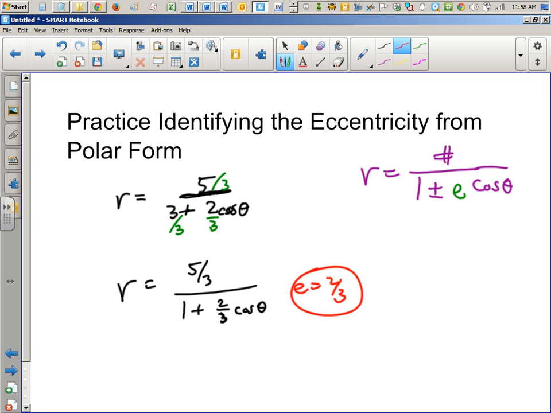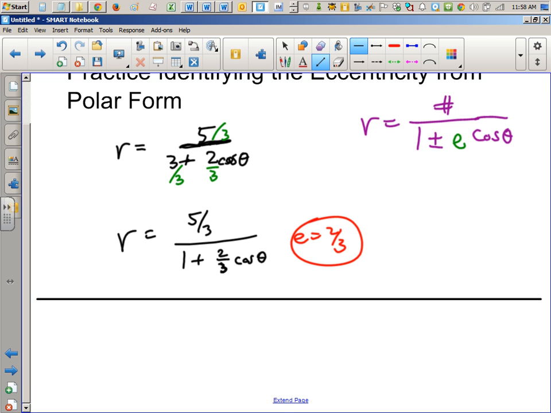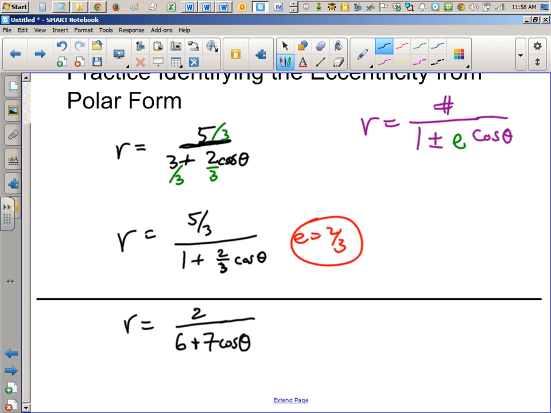Okay? Let's try another one. See if you can identify E on this problem. We're not even graphing yet. I'm just trying to help you to find E sort of buried in the equation. R equals 2 over 6 minus 7 cosine theta. Or let's make this a plus just for fun. You're not supposed to have a 6 there. You're supposed to have a 1 there, right? So that's easy to fix. Go ahead and divide.